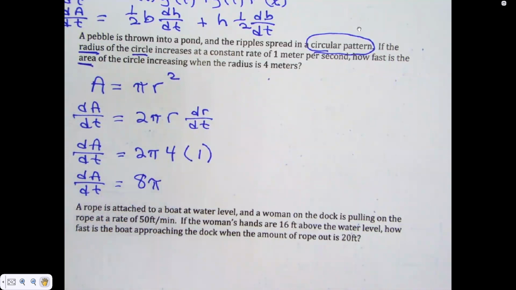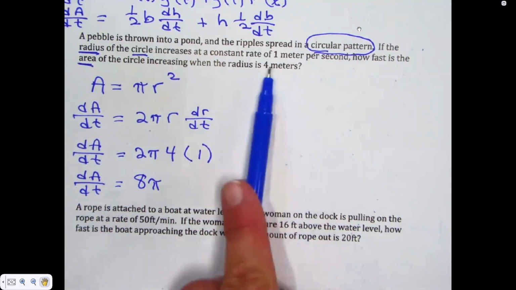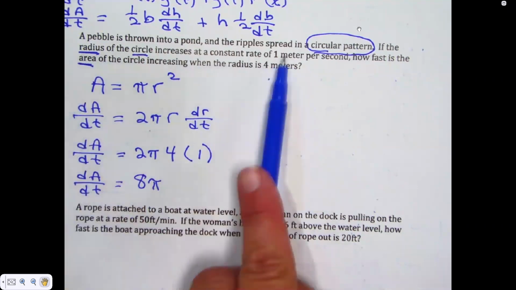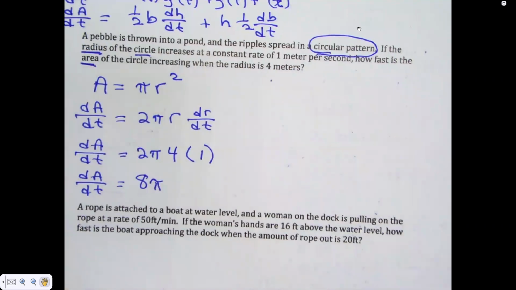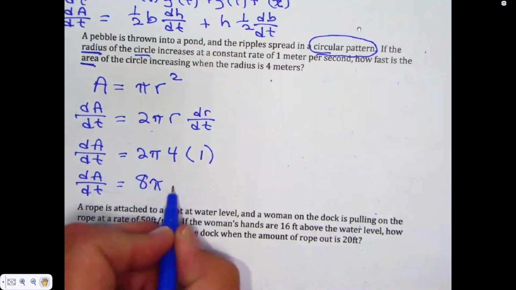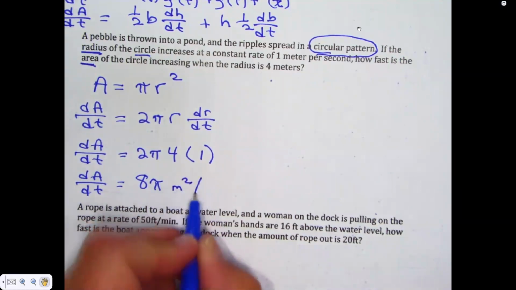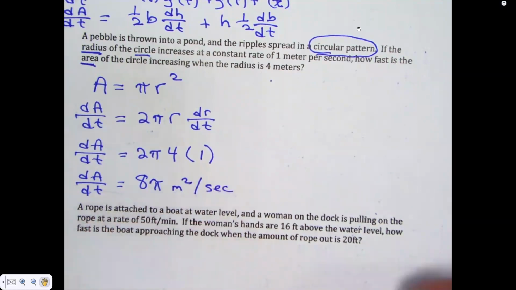Let's see. Area. So the radius was meters per second, so area would be square meters per second. And WebAssign's nice. I think they give you the units, but sometimes, like I said, it just helps so you understand what you found. All right, this one's maybe a little bit harder because this one is harder.